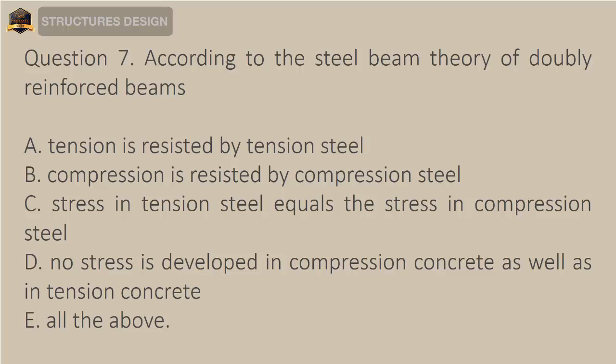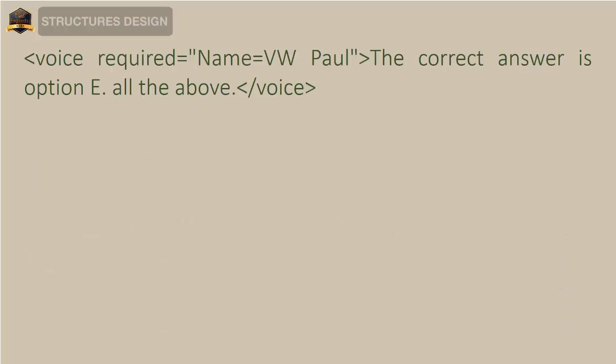Question 7. According to the steel beam theory of doubly reinforced beams: A, tension is resisted by tension steel; B, compression is resisted by compression steel; C, stress in tension steel equals the stress in compression steel; D, no stress is developed in compression concrete as well as in tension concrete; E, all the above. The correct answer is option E, all the above.